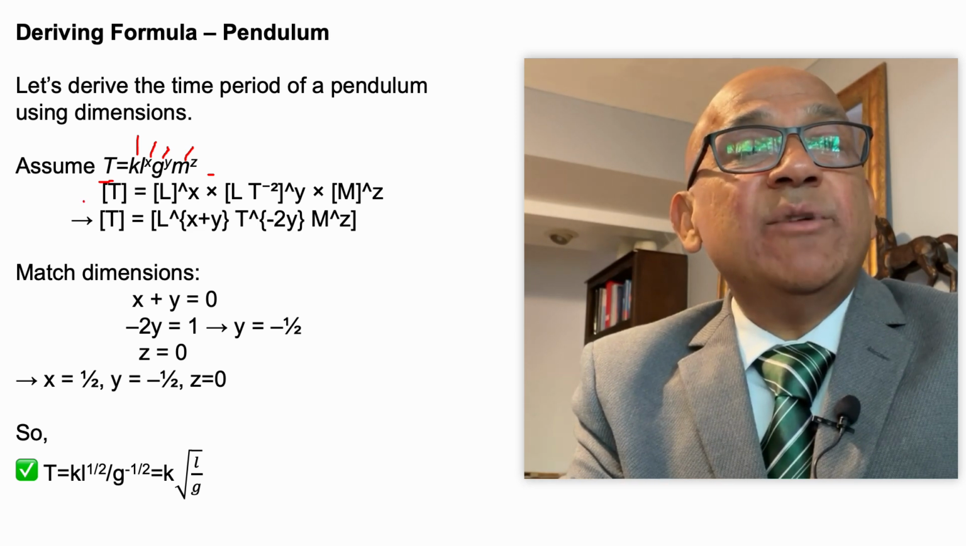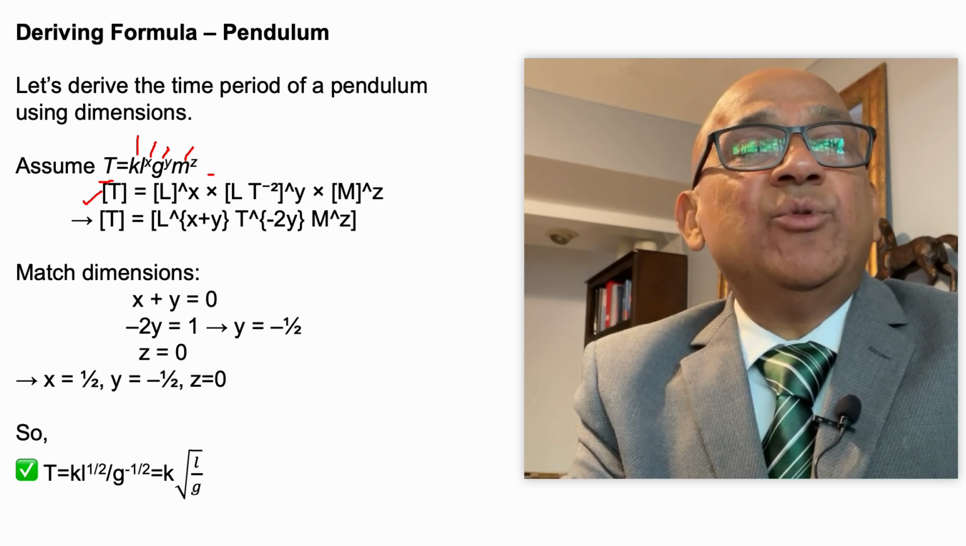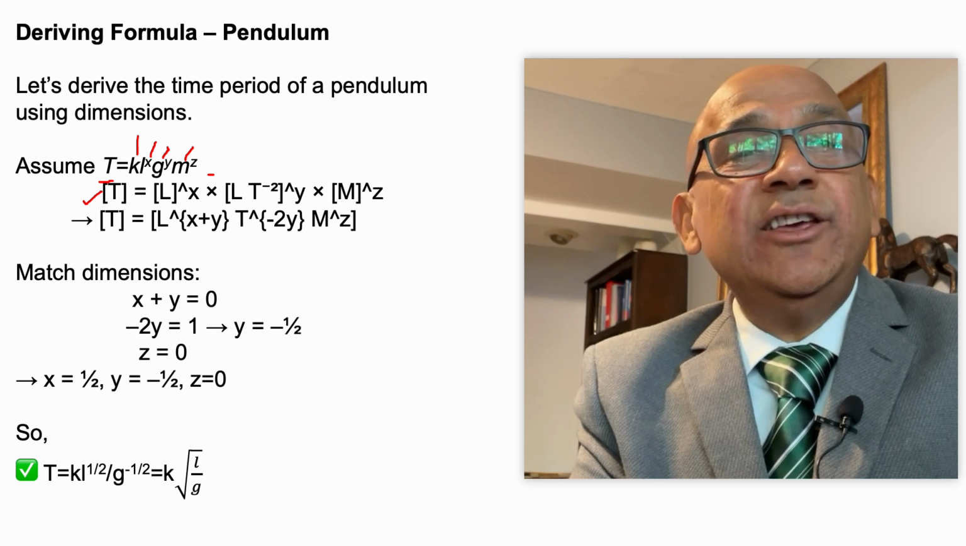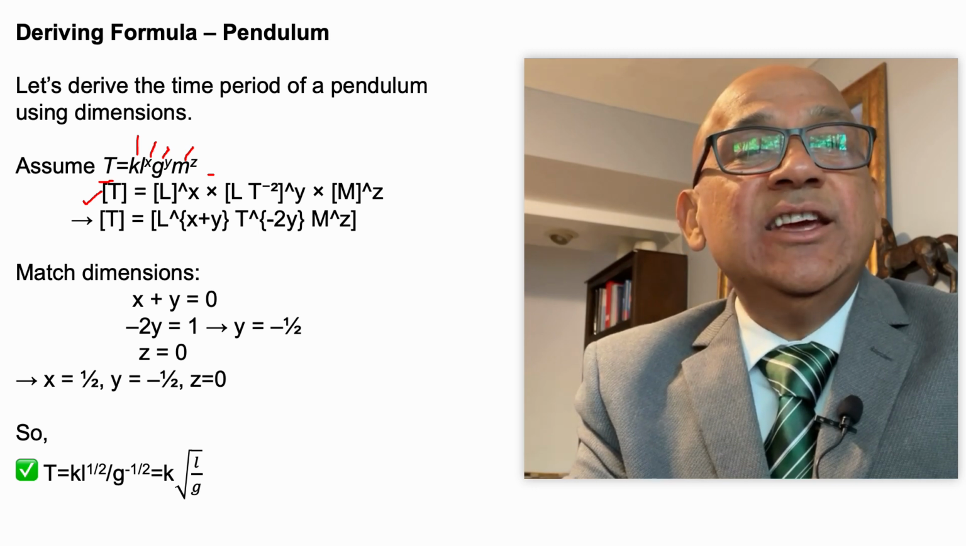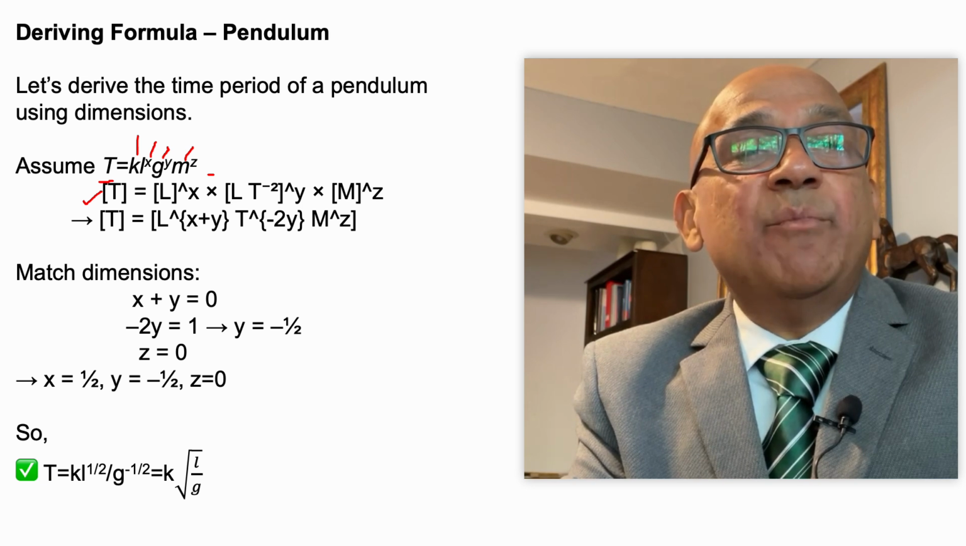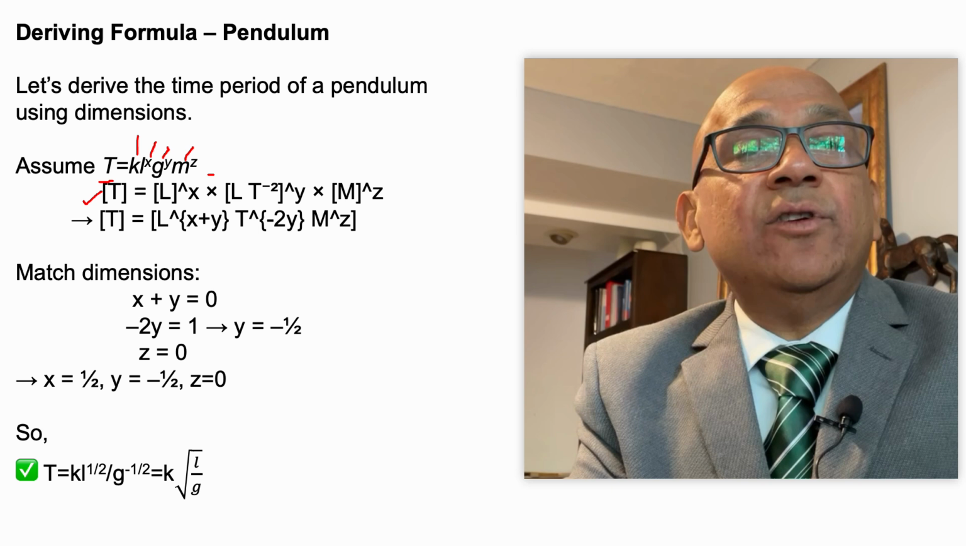On the left hand side, the dimension is simply T. On the right hand side, we have to put the dimensions of all these individual quantities like length, g, and mass, with the appropriate power. So L to the power of x times L T to the power minus 2, whole to the power of y, and then M to the power of z.